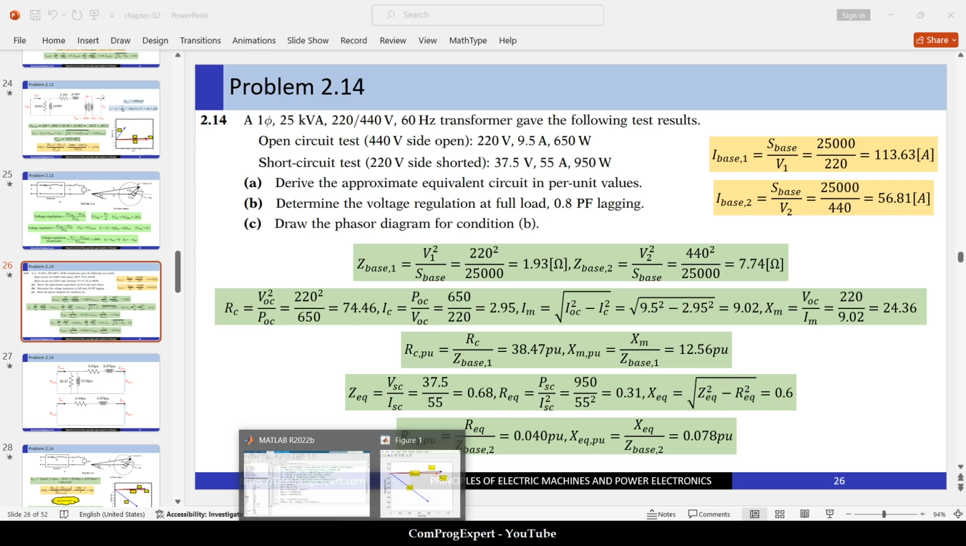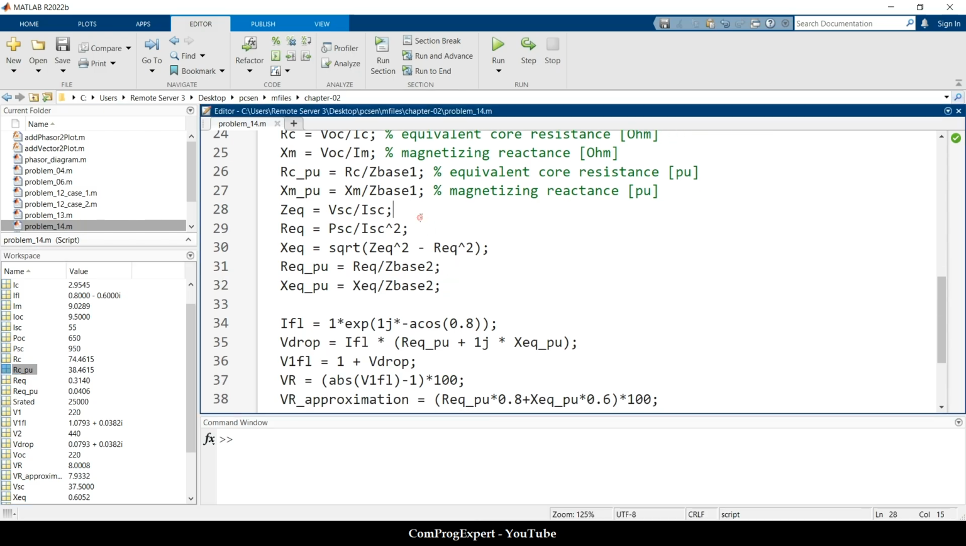So let's check the M file. This is the equivalent resistance for the primary and secondary windings. Excuse me, this is the equivalent resistance, this is the equivalent impedance, and this is the equivalent leakage reactance.